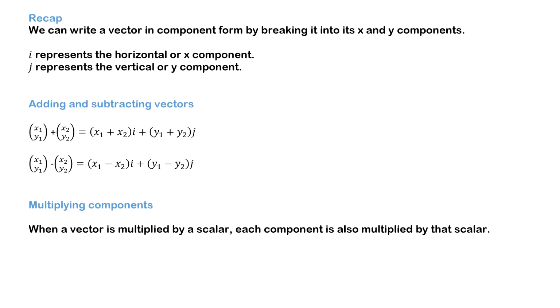To end the video, we'll do a quick recap. Remember, we can write a vector in its component form by breaking it into its x and y components. I represents the horizontal or x component. J represents the vertical or y component.